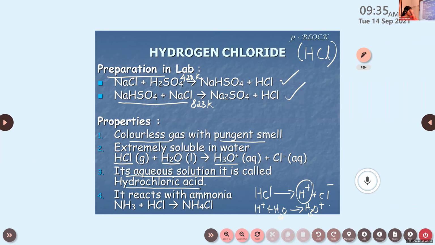So the molecules or atoms that donate H plus ions are considered as acids, right? So they have a high value of dissociation constant Ka. It indicates that it's a strong acid. Clear?